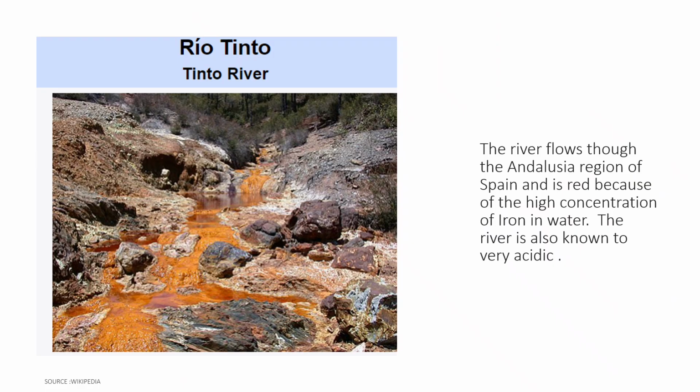Now, coming back to the context of the Rio Tinto River, the Rio Tinto River is red, but its color varies from region to region, and that is primarily because of different concentrations of iron in water. This river is also known to be very acidic.